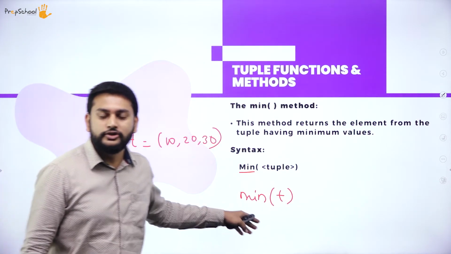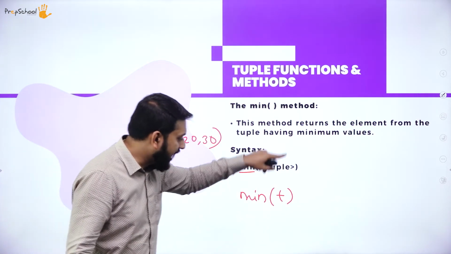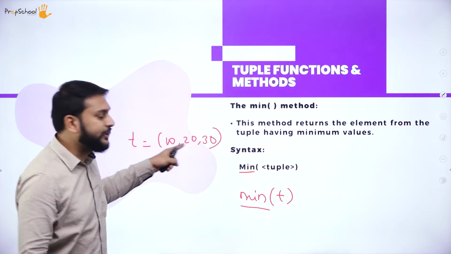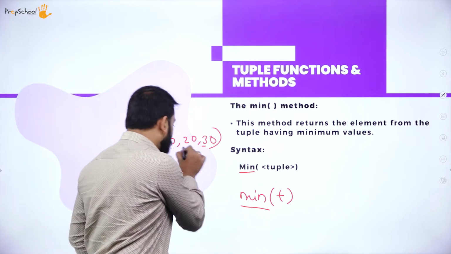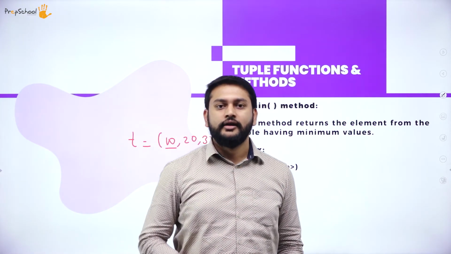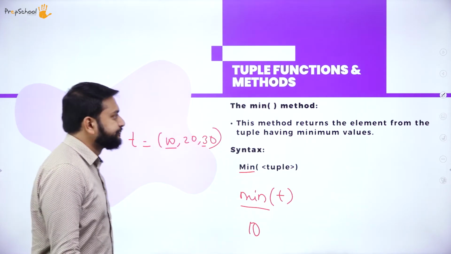So min of t. What is the meaning of it? I'm passing the entire tuple inside this, so this function will find out the minimum value that I have. The minimum value is 10. My output will be 10, is what you need to understand. The same way for max also.